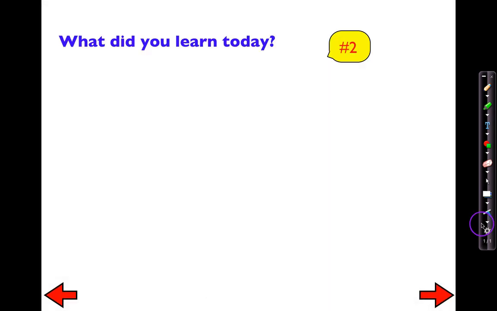And guess what? That is going to conclude the lesson for today. Hopefully you learned how to figure out equivalent fractions, to see if they are equivalent, how to create equivalent fractions, and what they would look like.